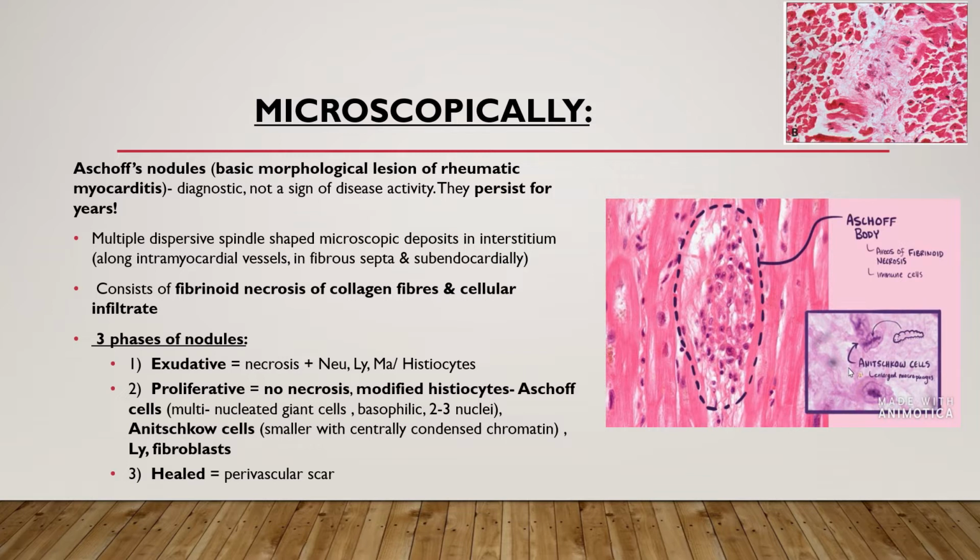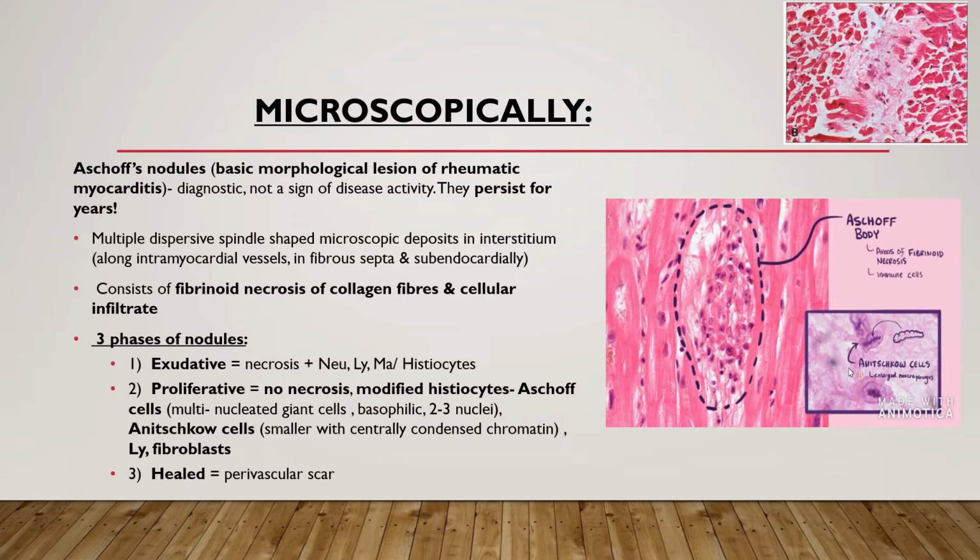In the proliferative phase, this is where we have the modified histiocytes, i.e. the Aschoff cells. As we can see on the picture, each Aschoff cell has multiple nuclei. It's basophilic, around 2 to 3 nuclei, and we can also see the Anichkow cells, as I mentioned before. These are smaller compared to your Aschoff cells, and they have more centrally condensed chromatin and a wavy nucleus, which resembles a caterpillar, hence the caterpillar nucleus, in Anichkow cells. And we will also see lymphocytes and fibroblasts.